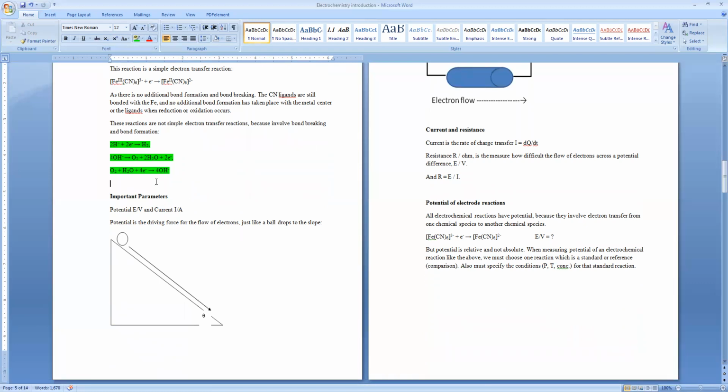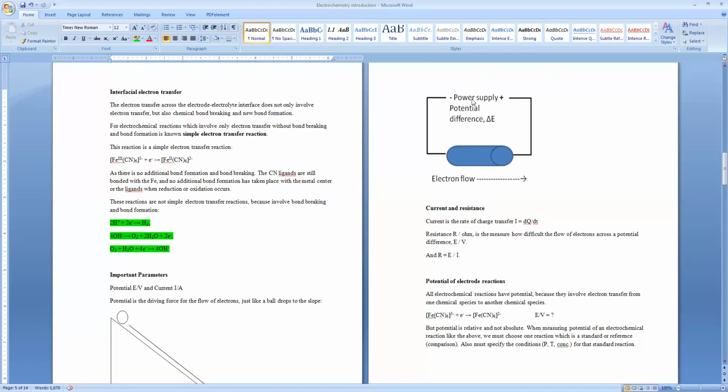Okay, moving on. We have seen important parameters, potential and current. Potential is a driving force. For example, when you place a ball on top of a slope, it moves down. The ball moving down is to do with gravity. Same thing, whenever you have a potential difference, then you will have electron flow. The electron will flow from the negative terminal to the positive terminal across the electron conductor. So that is basically the potential. Potential is a driving force for the transport of electron.